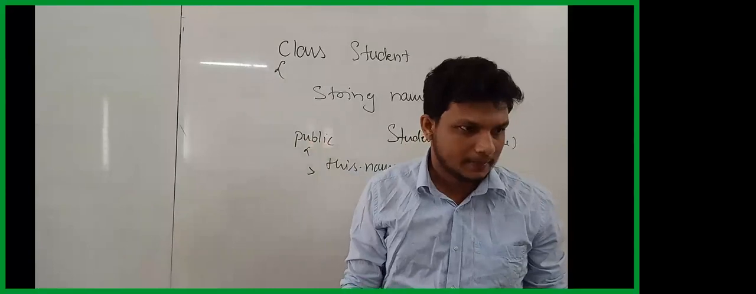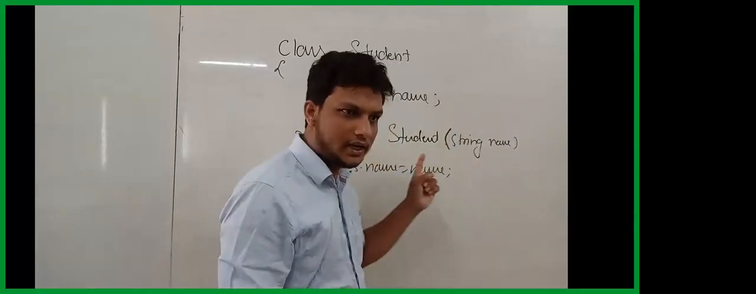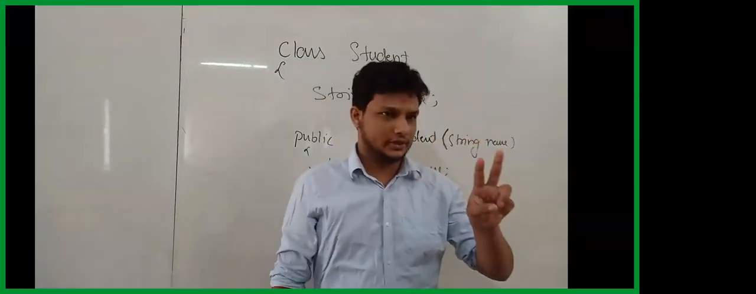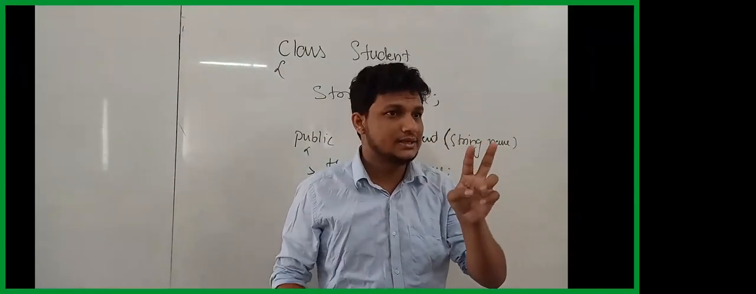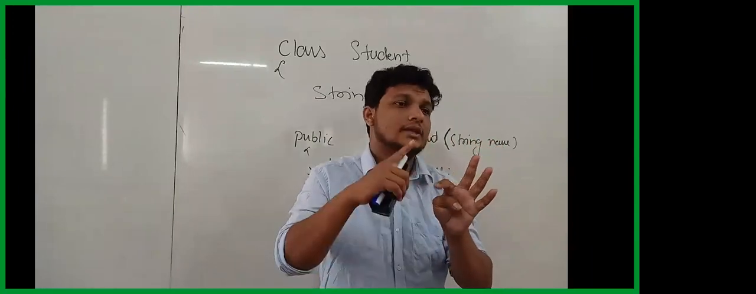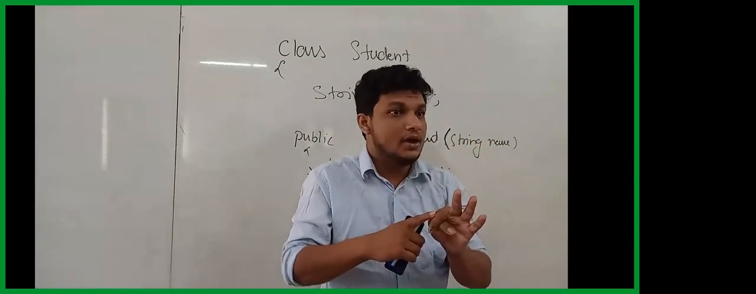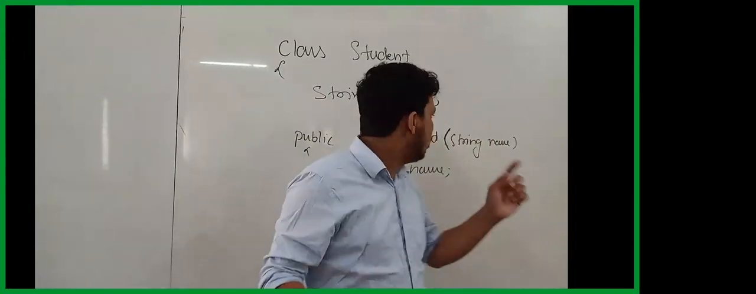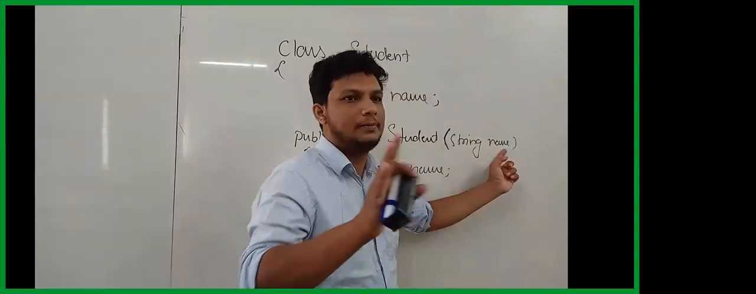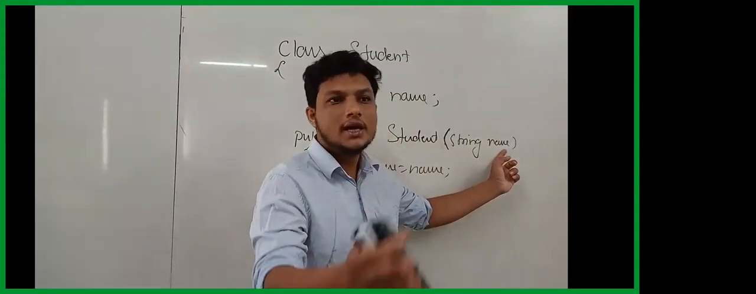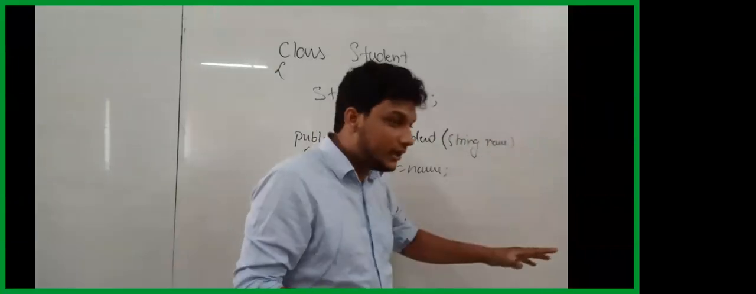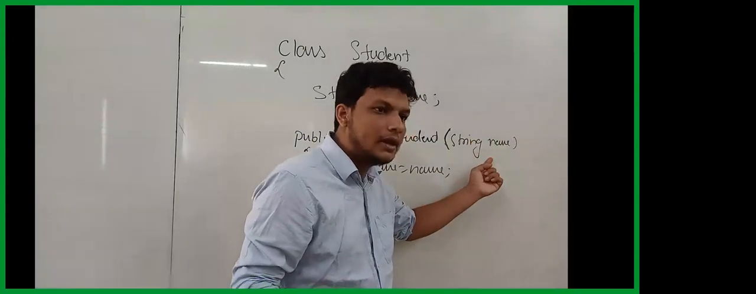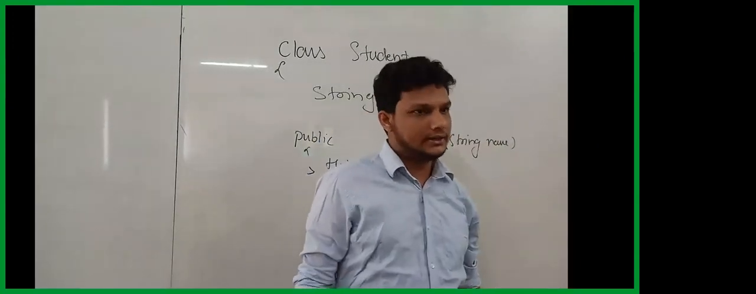Got the clarity? You understood the definition and how to create a constructor. There are basically two types of constructors: the default constructor and the parameterized constructor. What does a default constructor mean? A constructor with no parameters, meaning you will not pass any parameter. At that time, we call it a default constructor. A constructor with at least one parameter, meaning if it is collecting any one parameter, we call it a parameterized constructor.